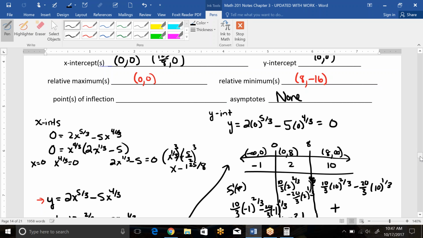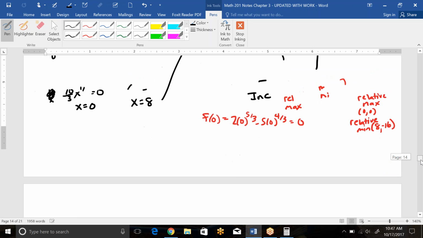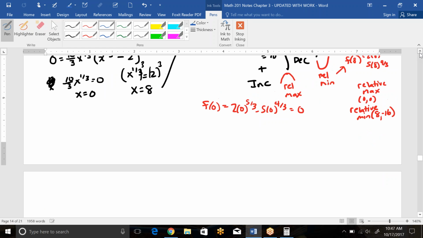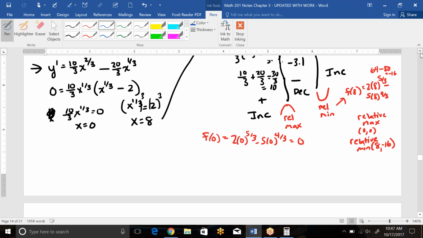So points of inflection have to do with, remember, concavity. So we need to do, are we concave up or concave down? So we need to take our second derivative. So let's look at what the first derivative was. Here it was.